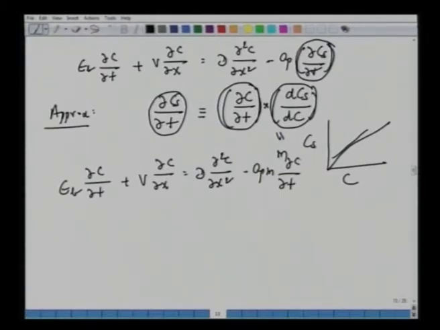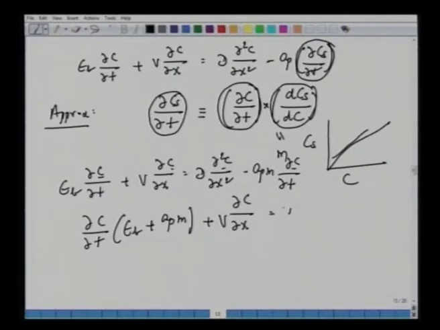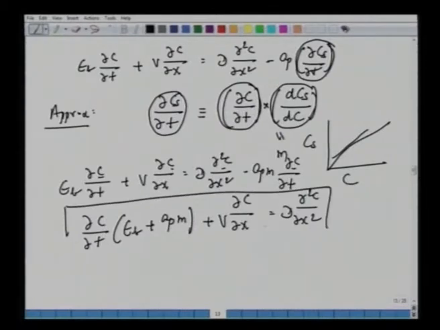So now notice we have just one variable c everywhere. That means we can write del c by del t times epsilon b plus a p into m, plus v del c over del x, equal to d del square c over del x square, and those conditions remain the same as what we had earlier for time and for x. We can box this as the governing equation.